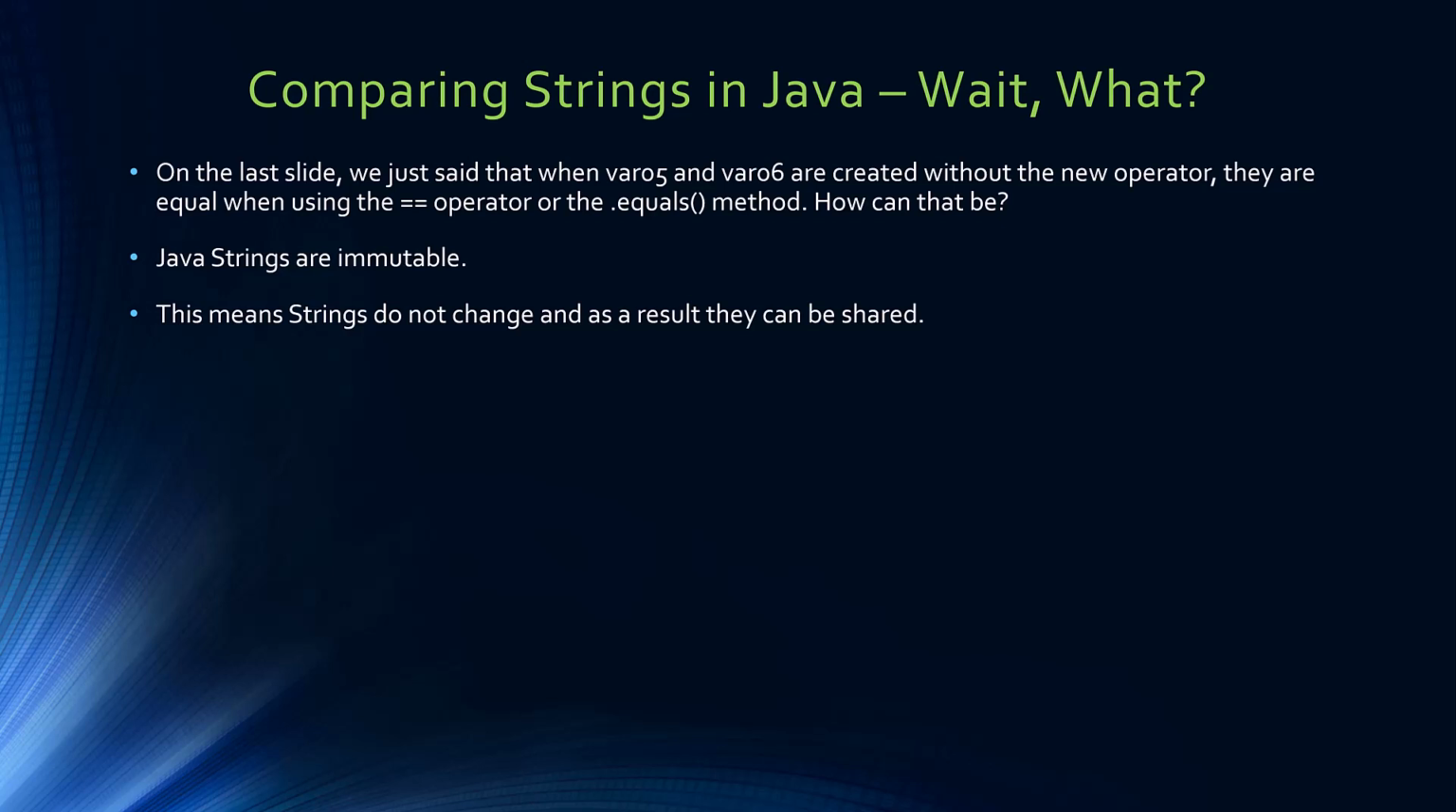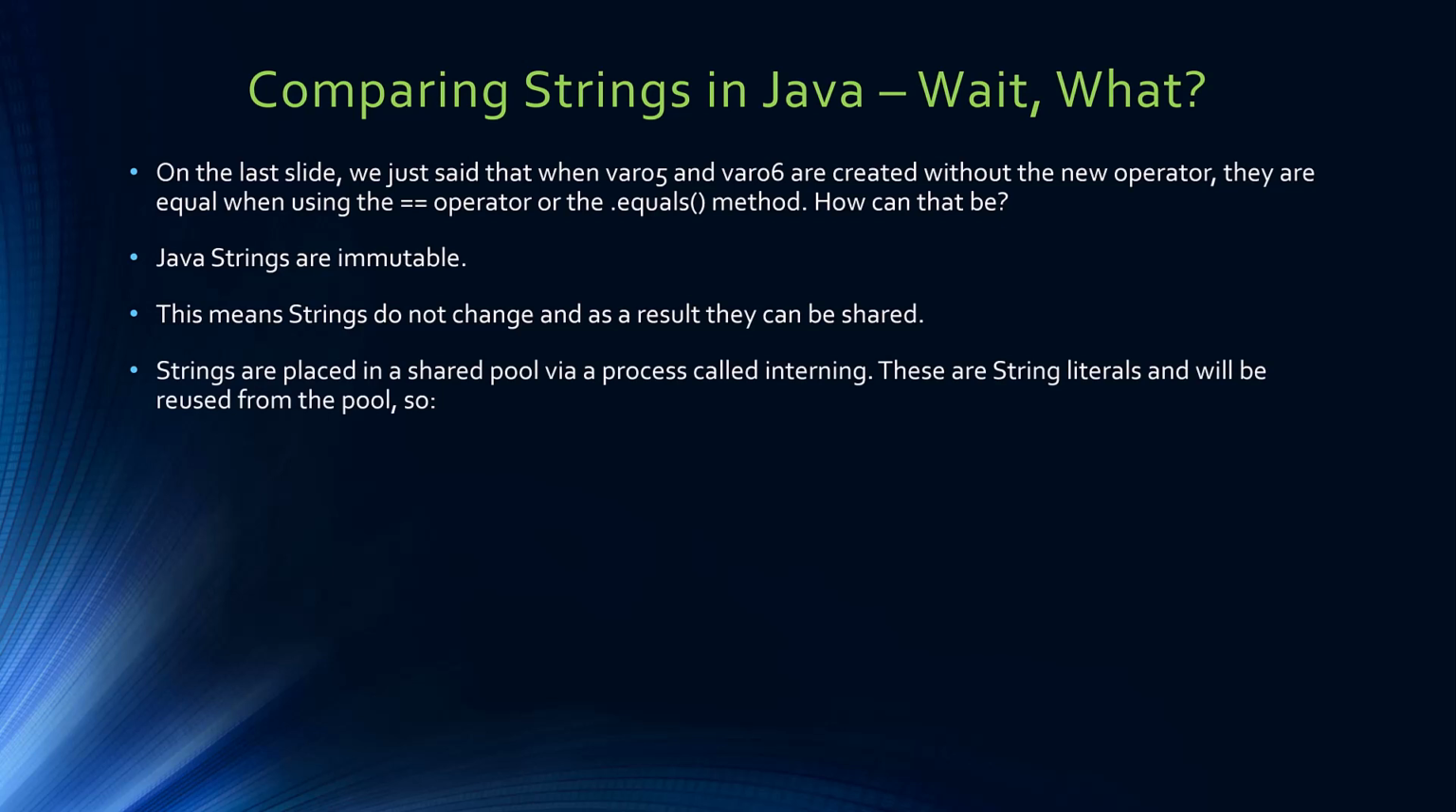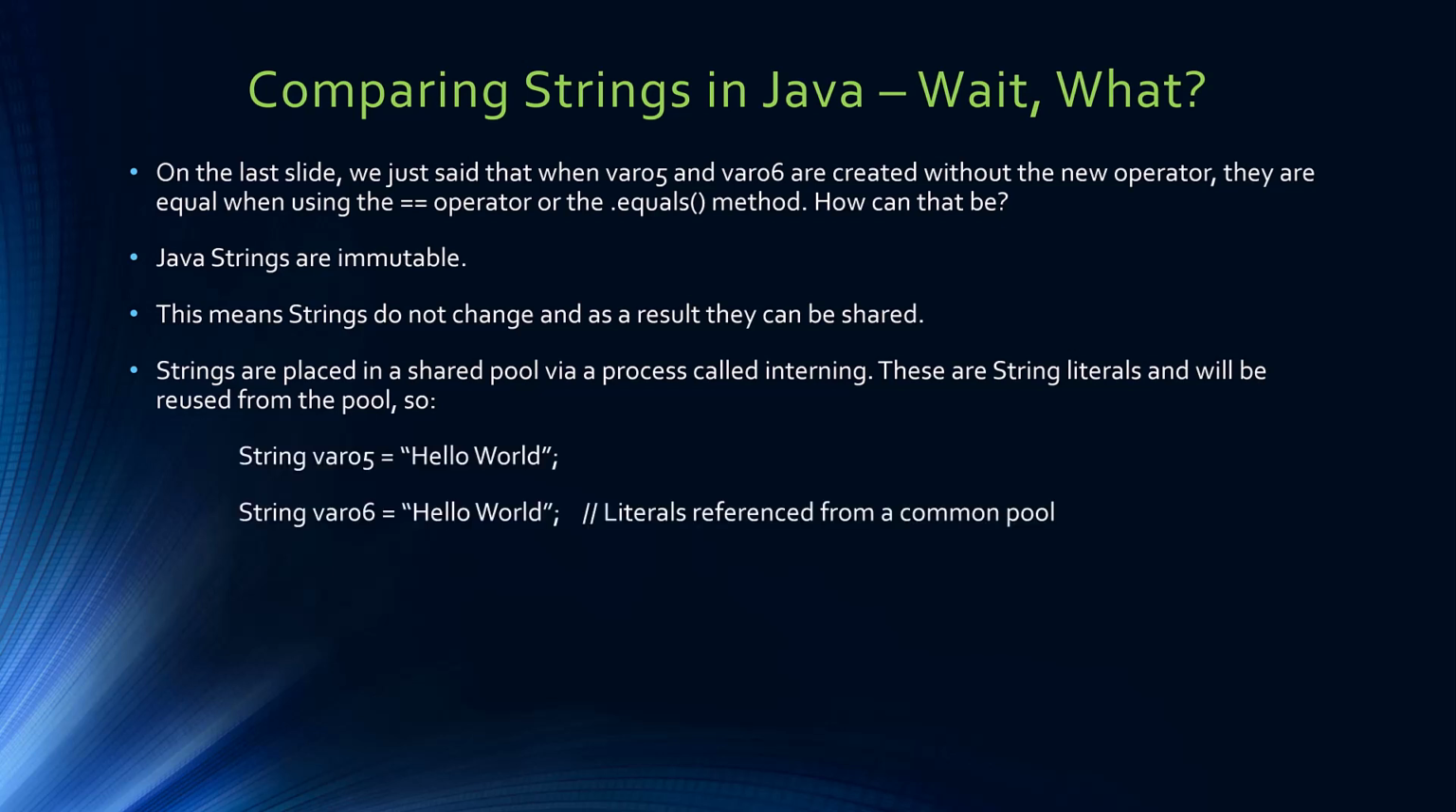However, you can change the contents of the variable, for example var05, and make it refer to a different string. Because strings don't change, they can be shared. Strings are placed in a pool where they can be shared. This process is called interning. The designers of the Java language decided that this would be a means of creating a more efficient language. So here, var05 and var06 refer to the same string literal from a common pool.